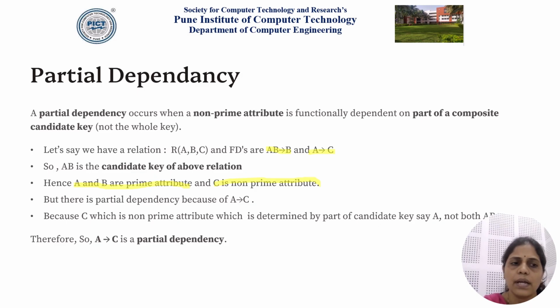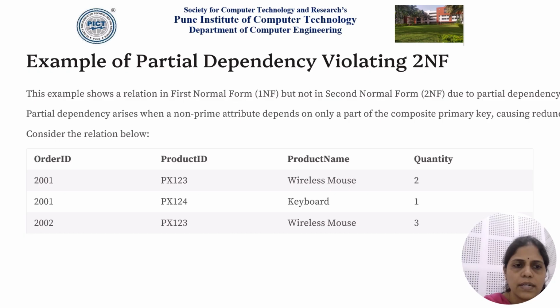Let us now see an example of a relation which has some partial dependencies and which violates the concept of 2NF. Partial dependencies arise when any non-prime attribute depends on part of a composite primary key, and this causes redundancy. Let us consider a relation with attributes like order ID, product name, and quantities.